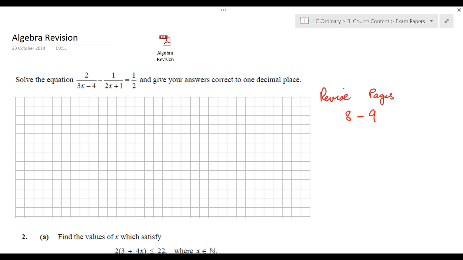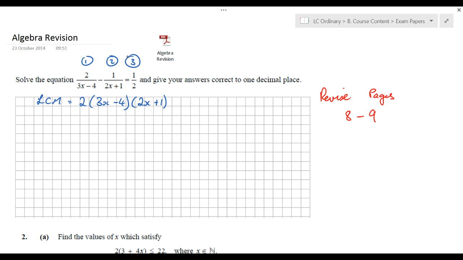First, we must find the lowest common multiple of these three fractions, and in this case our LCM will be 2 by 3x minus 4 by 2x plus 1. We're going to multiply all three terms in our algebraic equation by the LCM. When we do that, some simplifying will happen.